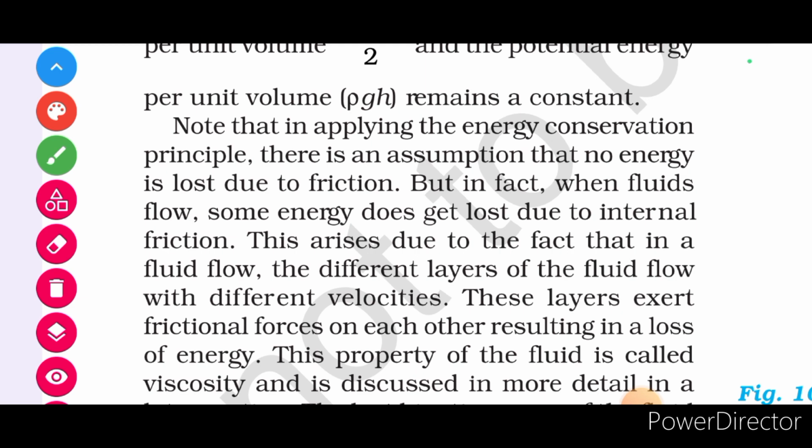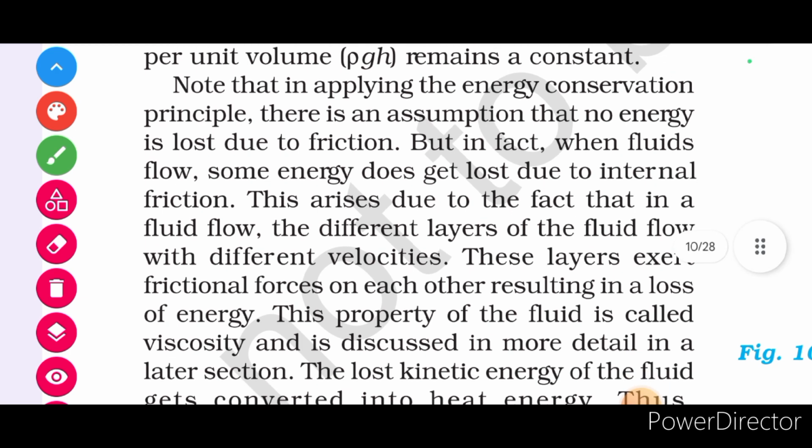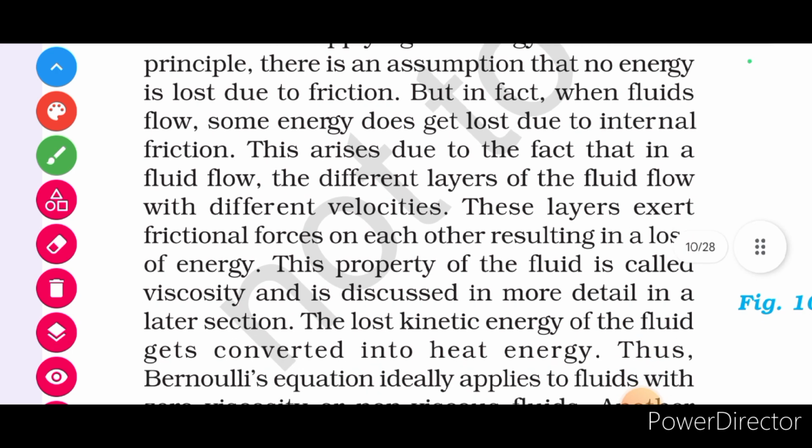But in fact, when fluids flow, some energy does get lost due to internal friction. This arises due to the fact that in a fluid flow, the different layers of the fluid flow with different velocities. These layers exert frictional forces on each other, resulting in a loss of energy. This is termed viscosity. We'll discuss it in the later part of the chapter.